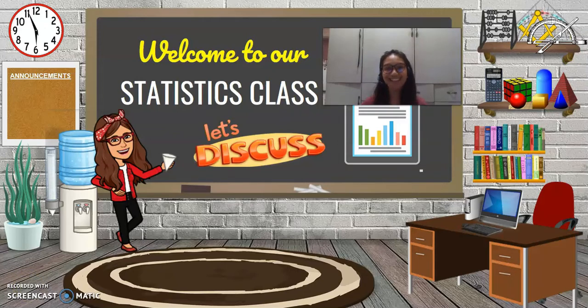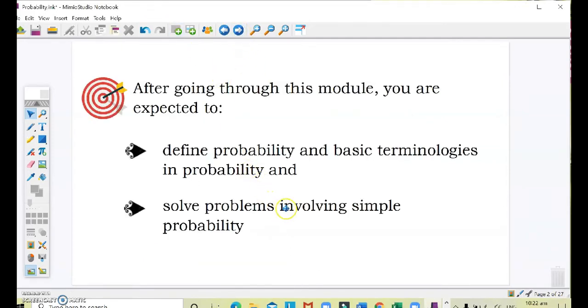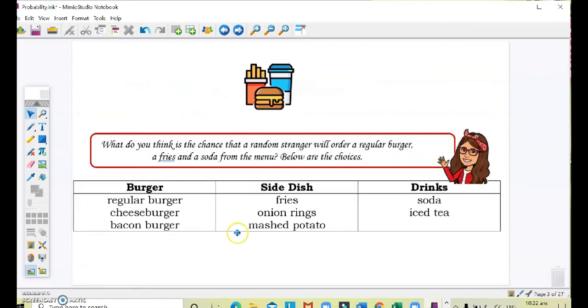Let's start our statistics learning journey. Hi everyone, today we're going to talk about probability. We're going to talk only about the basic probability since this is intended for grade 7 students. First, we're going to define probability and basic terminologies in probability and solve problems involving simple probability. So let's start with a question.